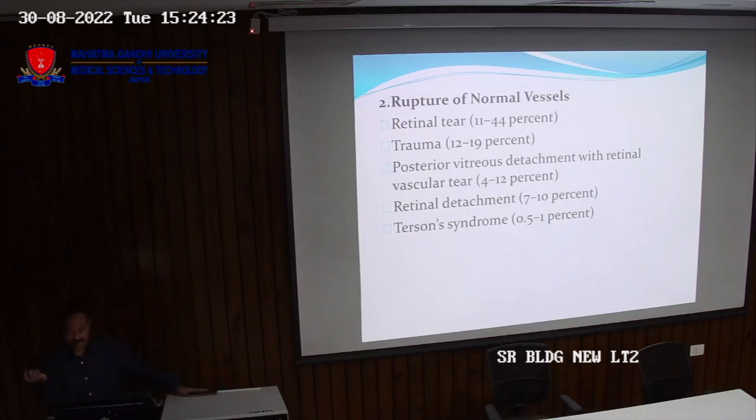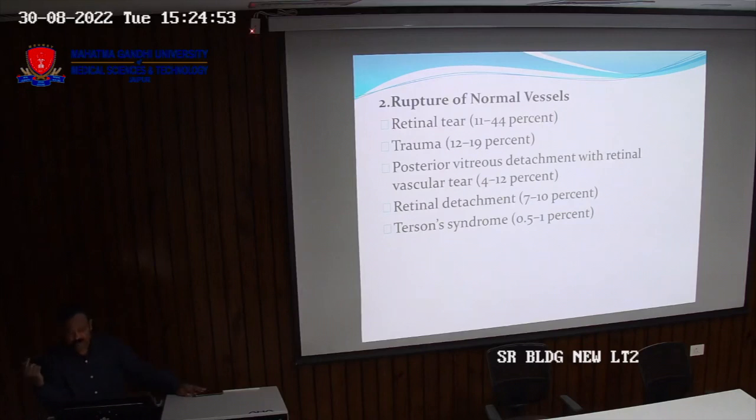So, retinal tear is an important cause in a normal eye without any other causes of proliferation. Second is trauma. Trauma to the eye can give rise to vitreous hemorrhage because of bleeding from the retina, or bleeding from the ciliary body. Any of the vascular structures can bleed, or bleeding from the choroid. From anywhere in the structure, the blood can come and get collected into the vitreous cavity.